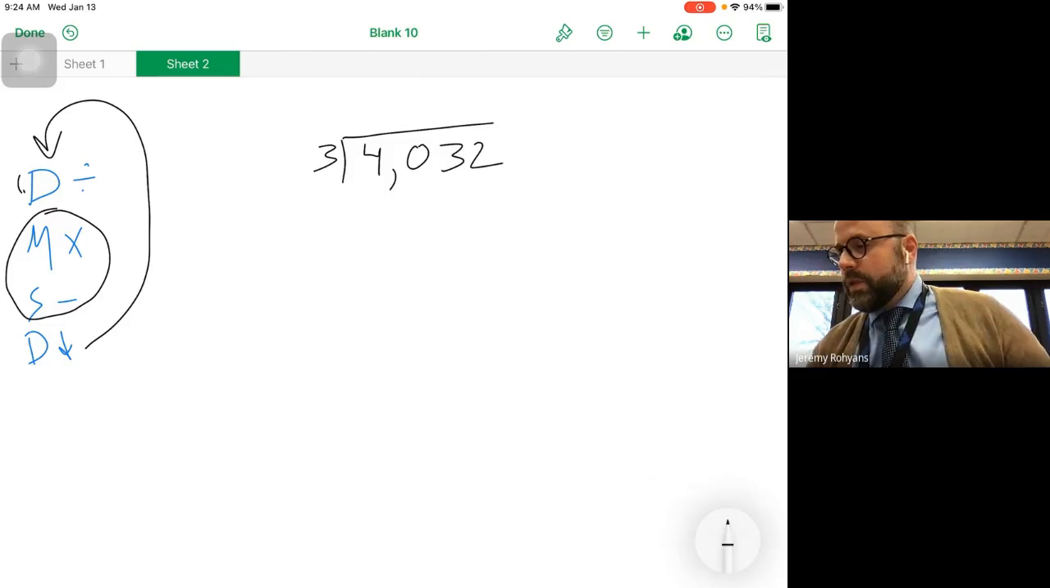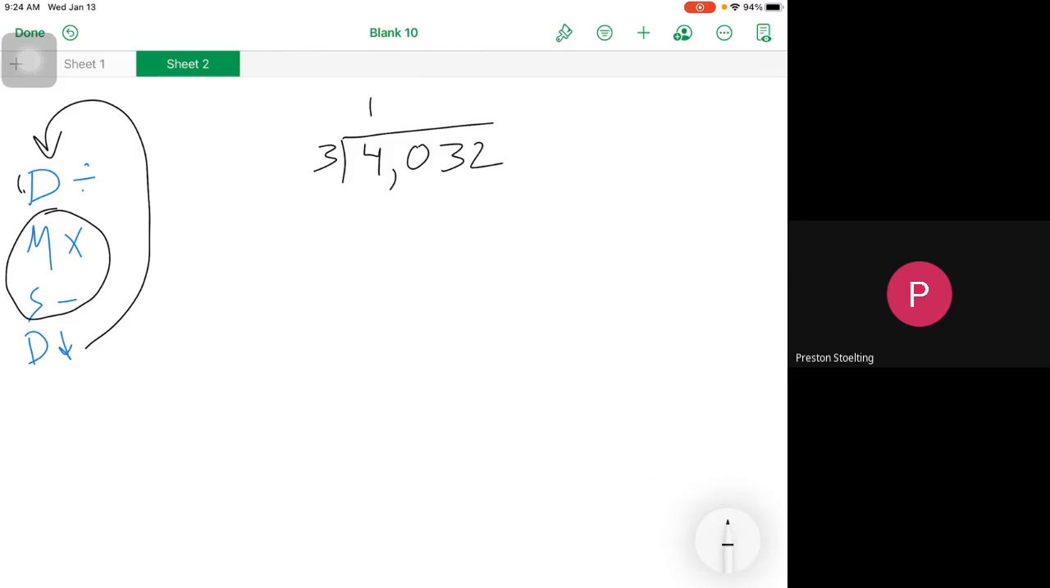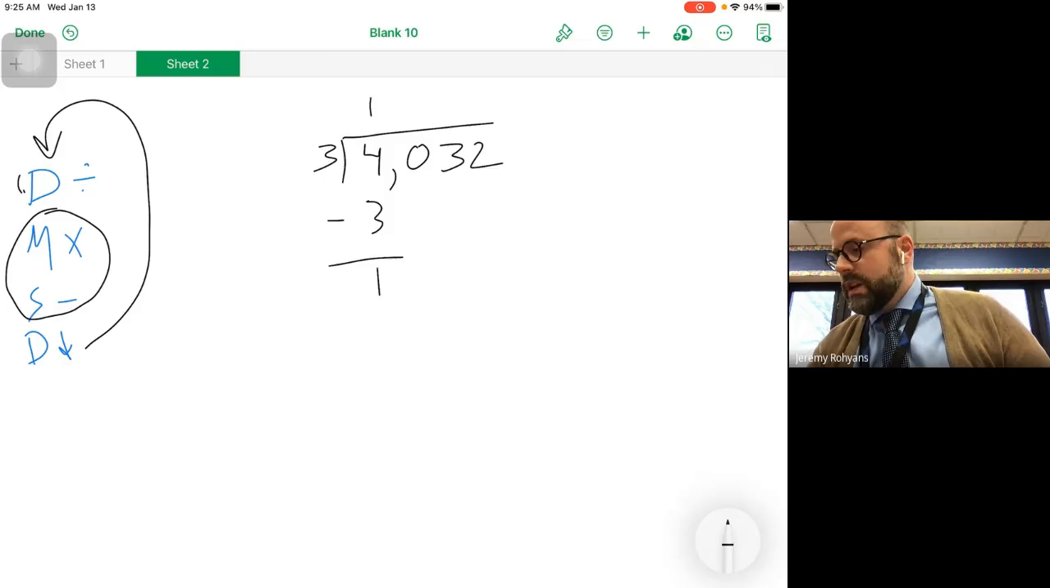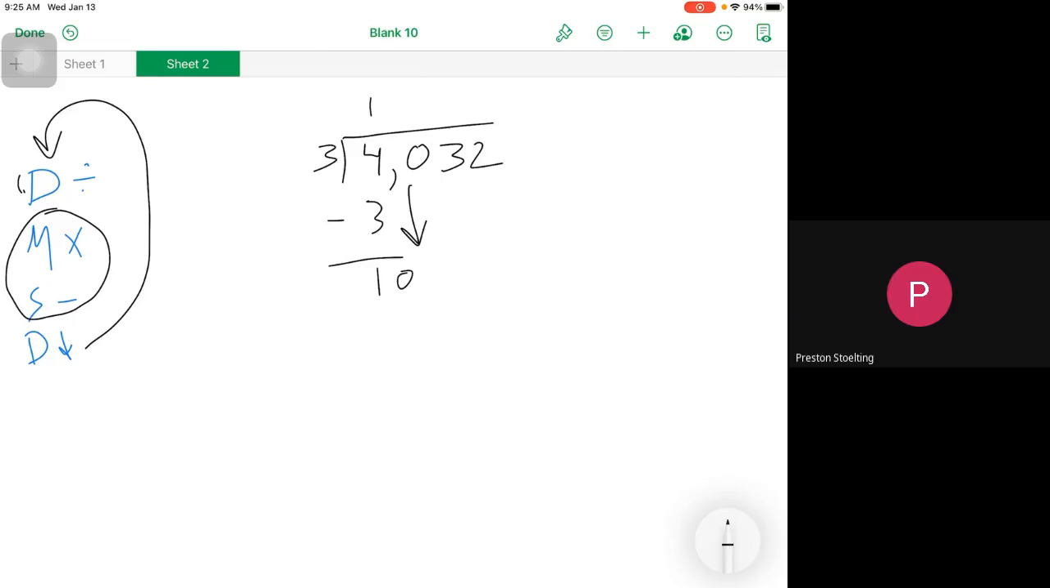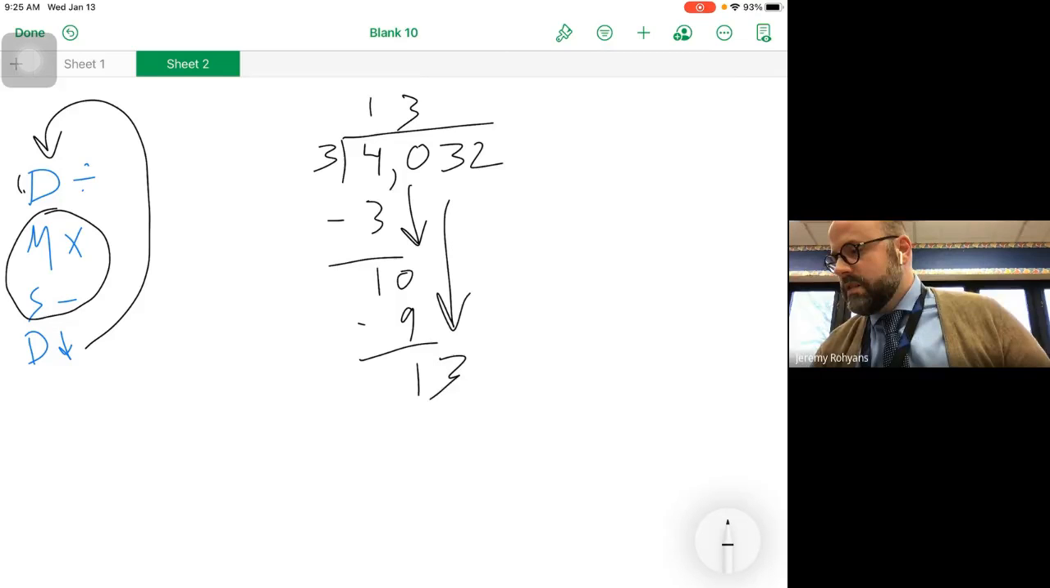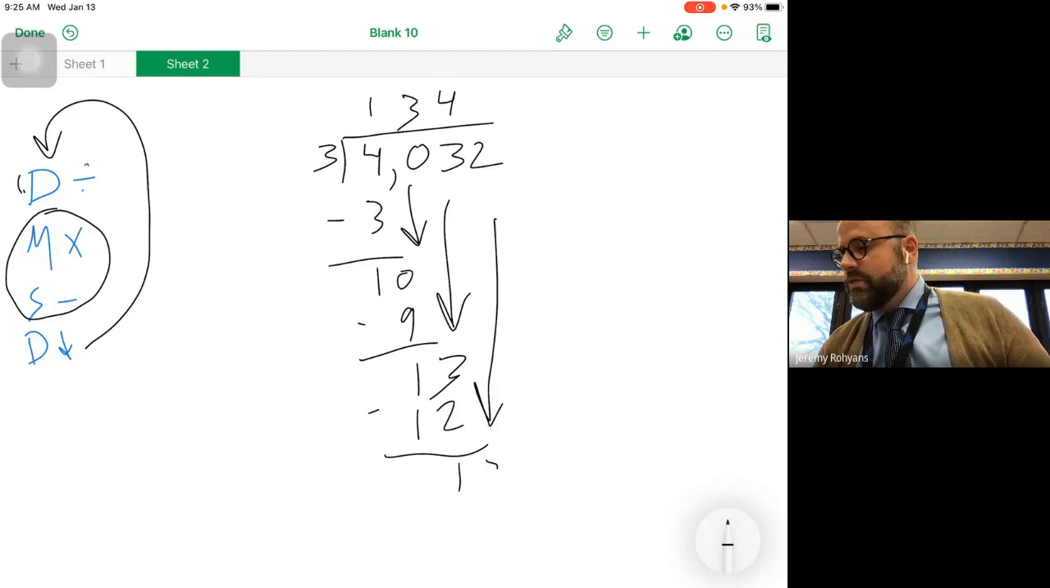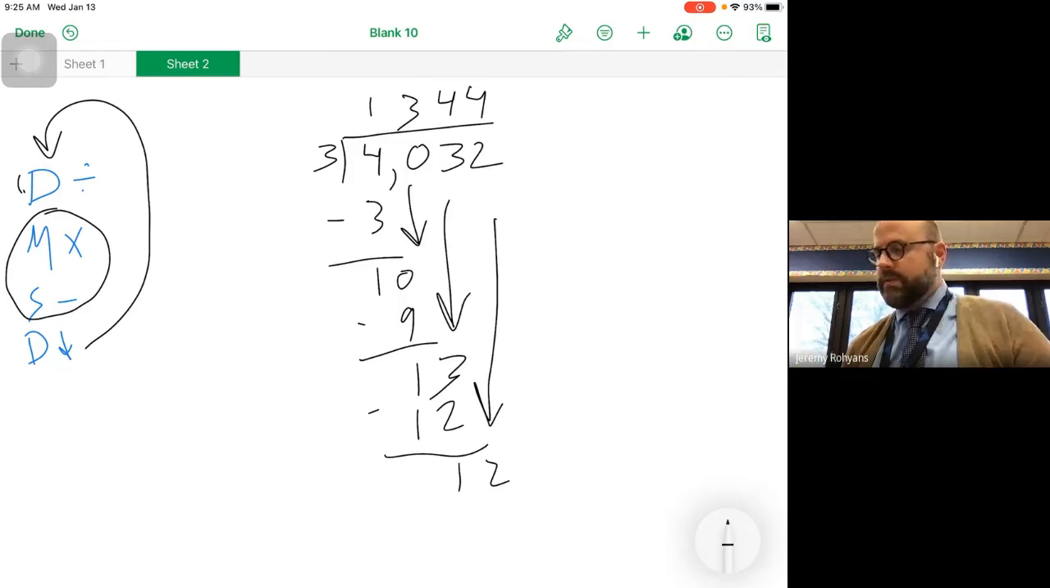All right, so 3 goes into 4 once. 3 times 1 is 3. 4 minus 3 is 1. I have a 0 here. You just drop the 0. That makes 10. 3 times 3 is 9. 10 minus 9 is 1. Drop the 3, that's 13. 3 times 4 is 12. 13 minus 12 is 1. Then drop the 2. And then, bam. So there's a 0 there, and it doesn't really throw a wrench into the works too much.